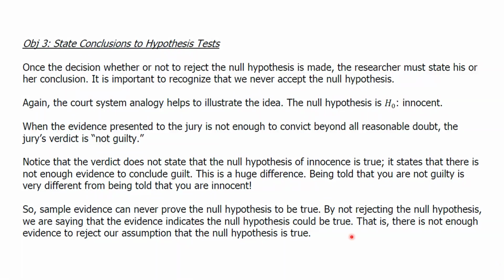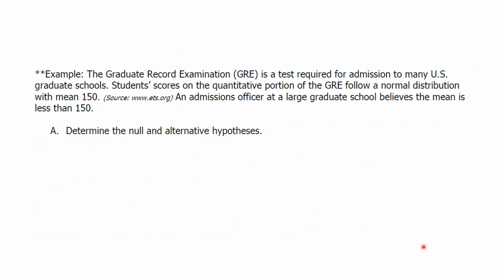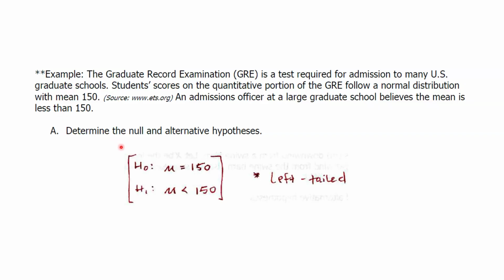Okay. All right. So an example, the Graduate Record Examination, GRE, is a test required for admission to many U.S. graduate schools. Student scores on the quantitative portion of the GRE follow a normal distribution with a mean of 150. An admissions officer at a large graduate school believes the mean is less than 150. Okay. So the keyword here is less than. And because we know it's less than, we know it's a left-tailed test. So our null hypothesis is going to be mu, we're dealing with the mean, is equal to 150, and our alternative is mu is less than 150.